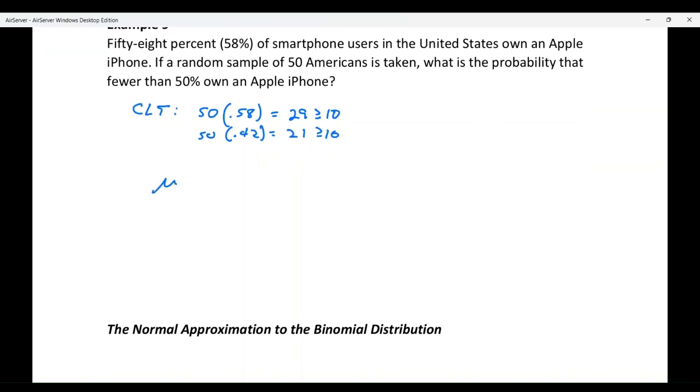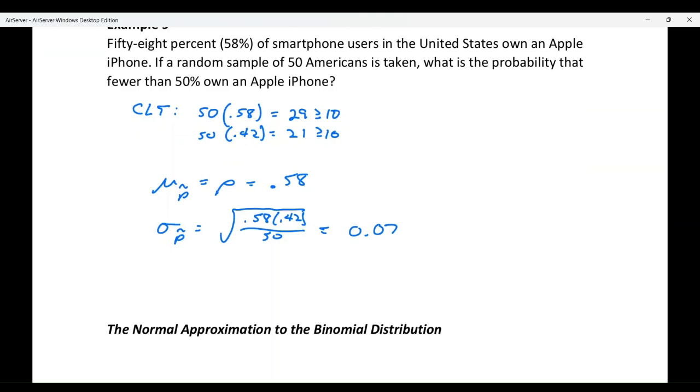So again, first of all, for mean and standard deviation, the mean of the sample proportion is the proportion, which is 0.58. And then the standard deviation of the sample is, again, the square root of P times 1 minus P all over n. And in this case, that gives us 0.07. Now, again, remember what we're looking for: if I were to take a sample of 50 people, what is the probability that fewer than 50% would own an iPhone?